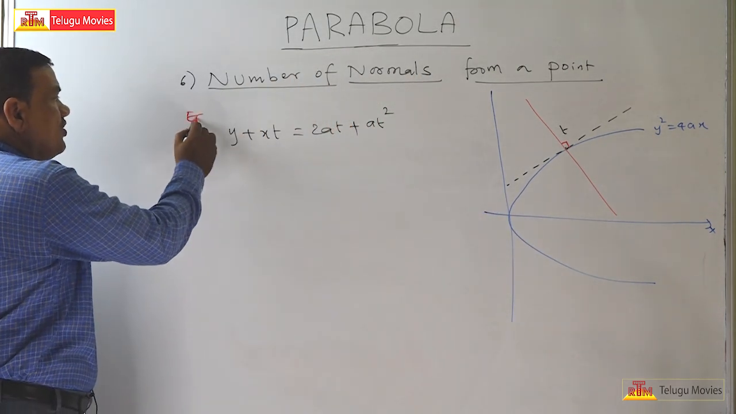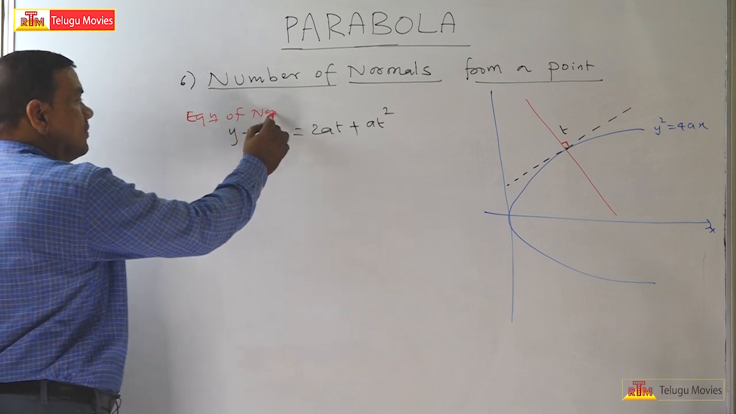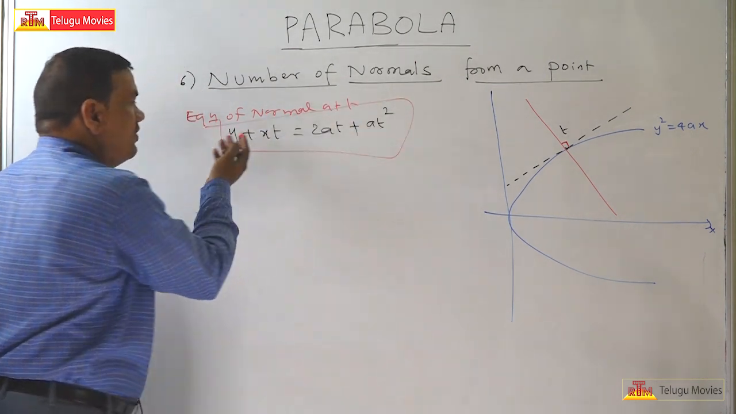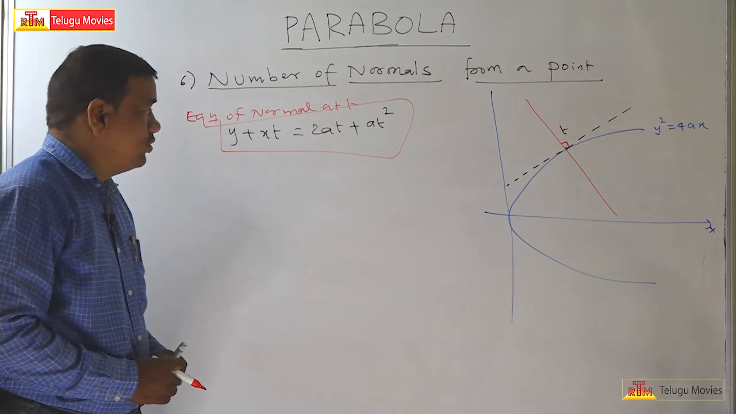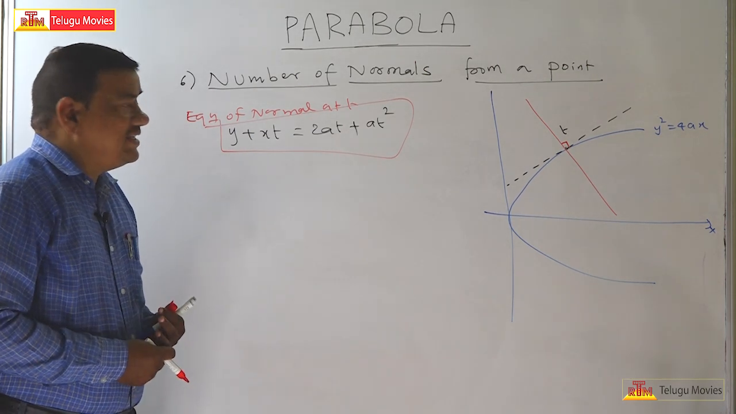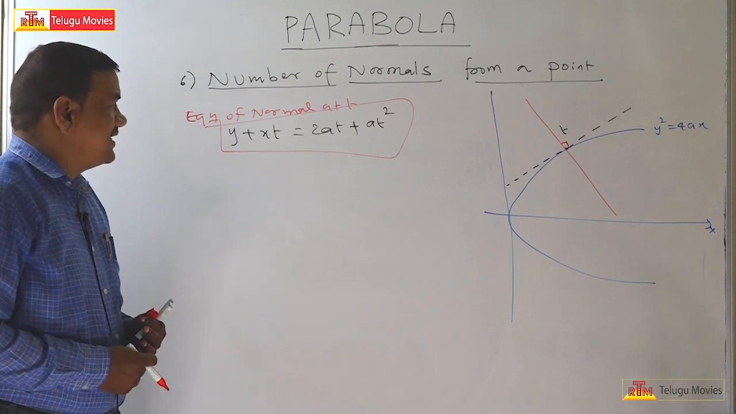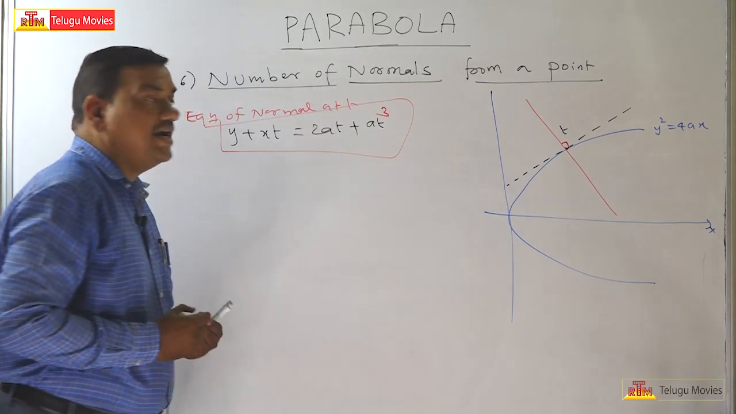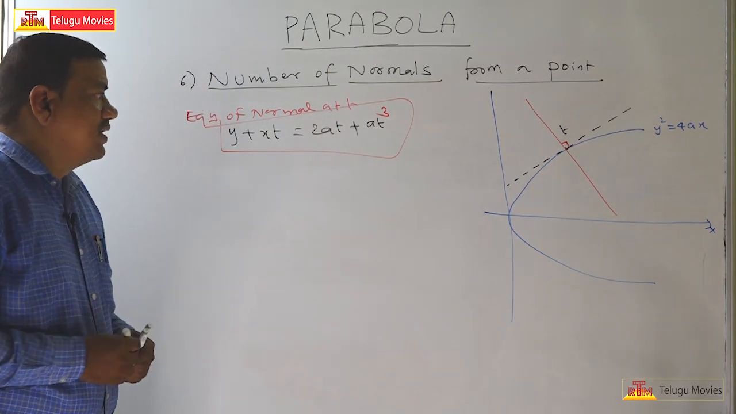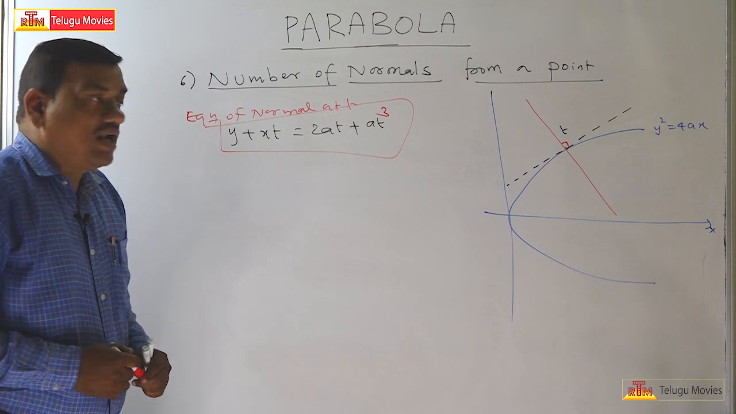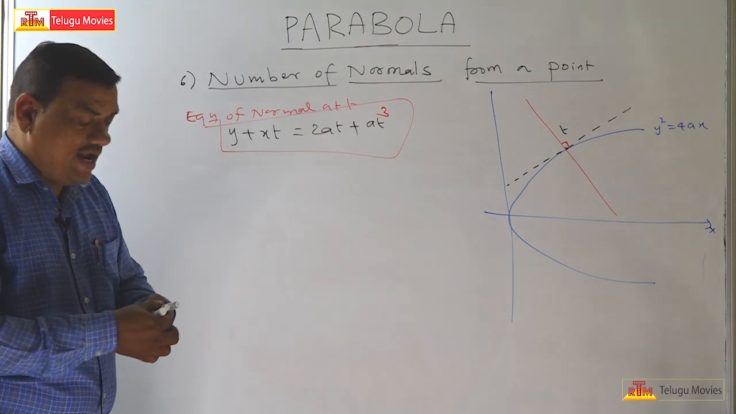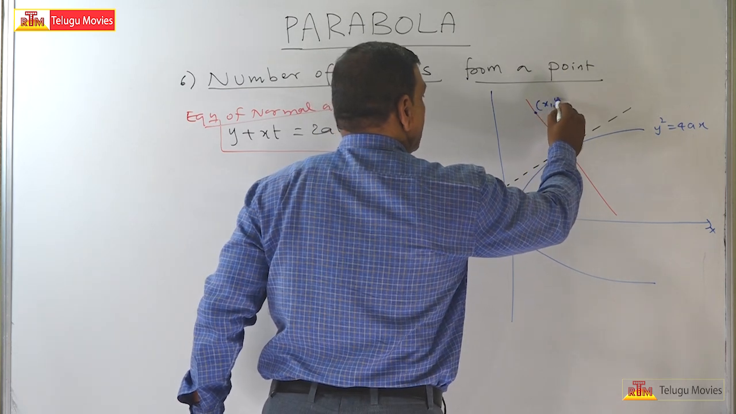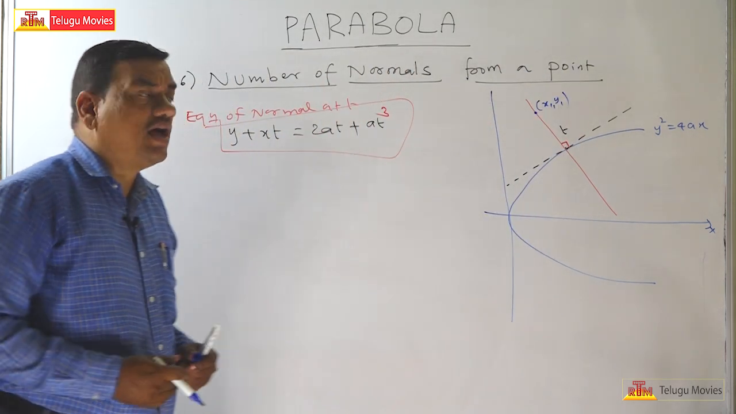So we know the equation of the normal. The equation of the normal at t is given by the formula we already proved: y plus xt is equal to 2at plus at cube. Sorry, this is at cube. Now that is the equation of the normal, the red line. So let there be a point on this normal, that is x1 comma y1, any point on the normal.